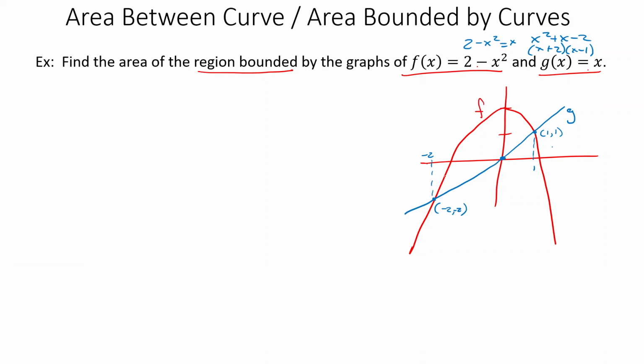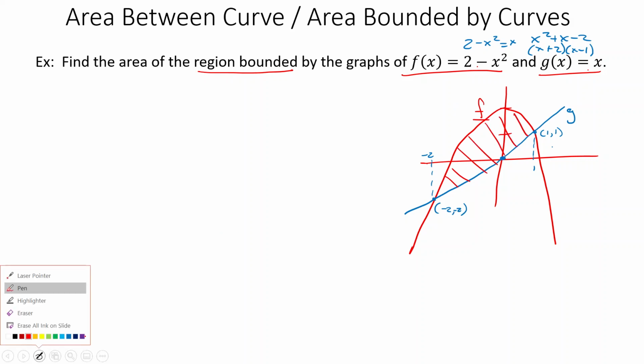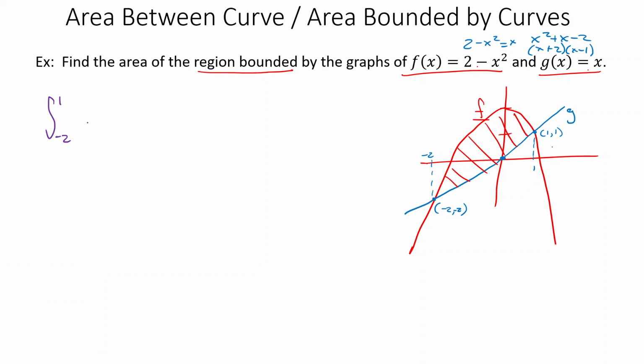So it looks like if we're trying to find this region, the one on top for the entire region is f. So our integral here to find this would be the integral from negative 2 to 1 of f, which is 2 minus x squared, minus g, which is just x. So if we integrate this, we'll get 2x minus x cubed over 3 minus x squared over 2 from negative 2 to 1.